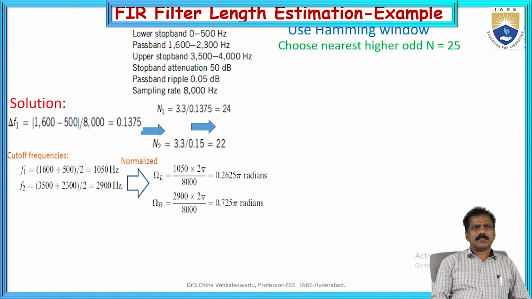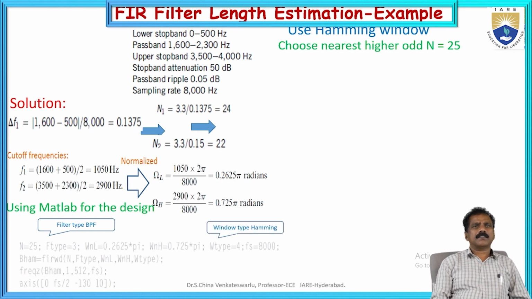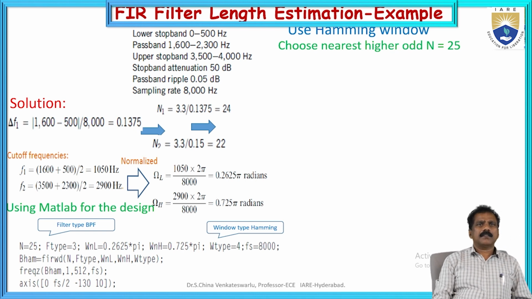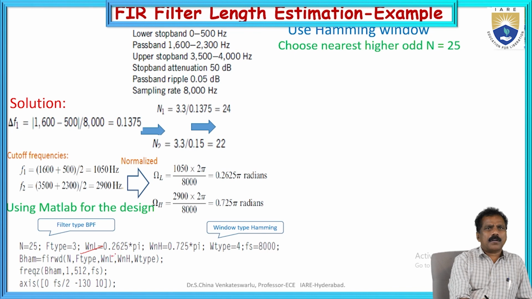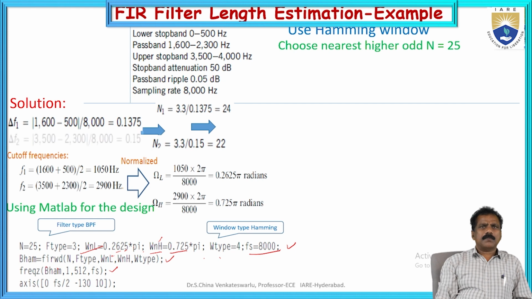To measure the tap coefficients, cutoff frequencies, and normalized frequencies, we use MATLAB for the design, with filter type bandpass and windowing type Hamming, as mentioned. Go on writing the piece of code where N is equal to 25, with cutoff frequencies 0.2625π and 0.725π, type bandpass, with FS equal to 8000 as given. Here we use the built-in function in MATLAB. After this, we have to simulate this.